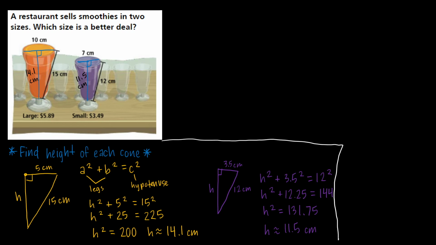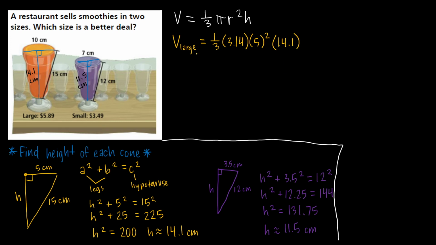All right, from here, now that we have the dimensions of these cones, we are going to find their volume. And just as a reminder, the volume of a cone is 1/3 times pi times the radius squared times height. So, the volume of the large smoothie, I'll write that in orange again. The volume of the large smoothie, using 3.14 for pi, is 1/3 times 3.14 times the radius, which is 5 squared, times the height, 14.1. So, plugging these numbers into my calculator, I'm getting the volume to be about 368.95 cubic centimeters.